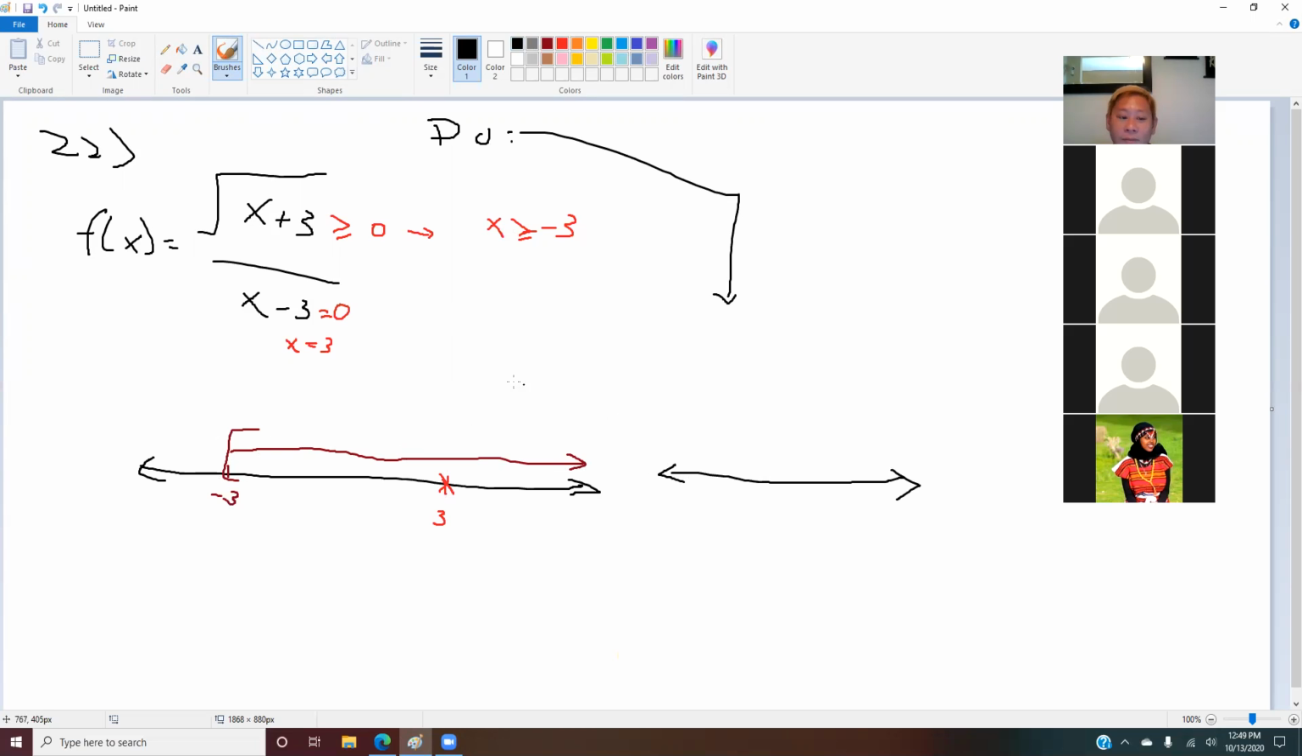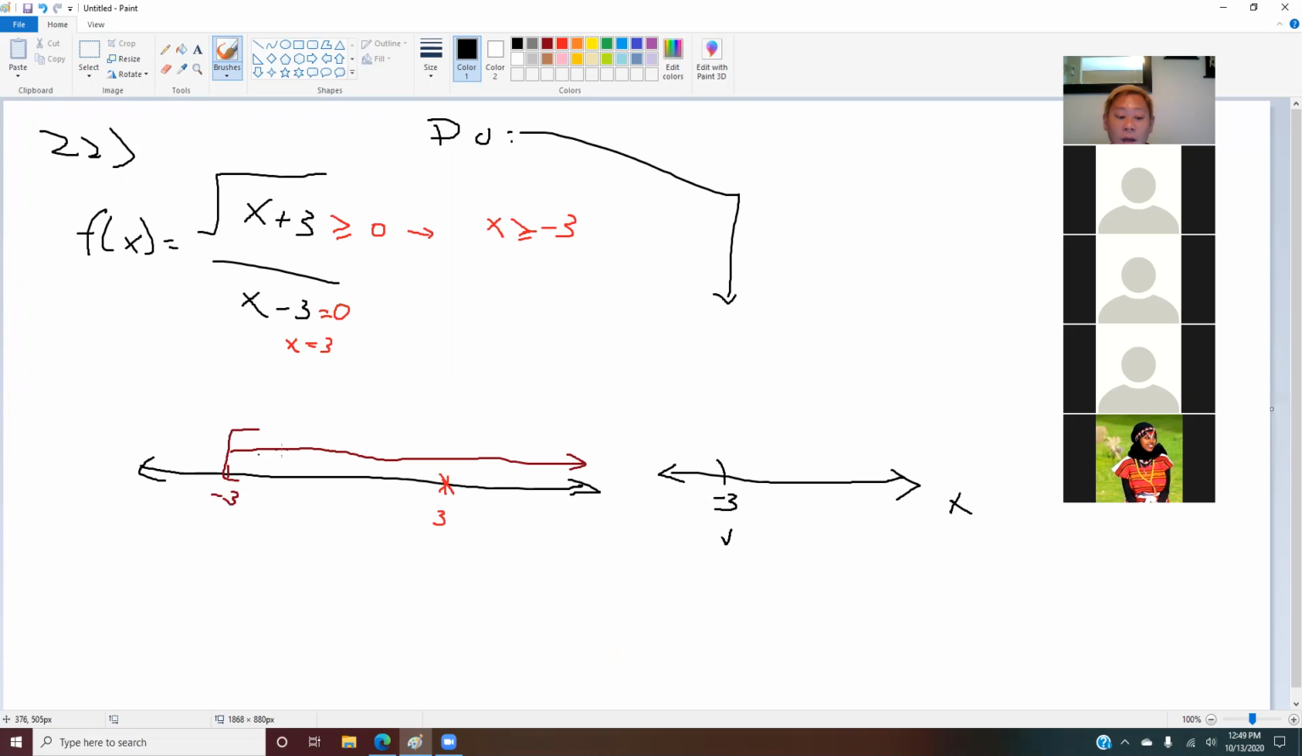Anyone? Anyone know what's the domain in this case? This is tough. I just changed it a little bit from question 22. What number do you think x can take? Can x take -3? Can you take -3 for x?